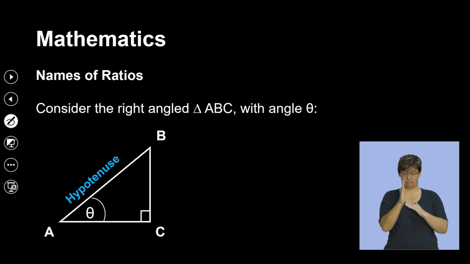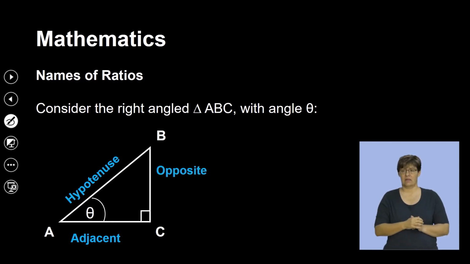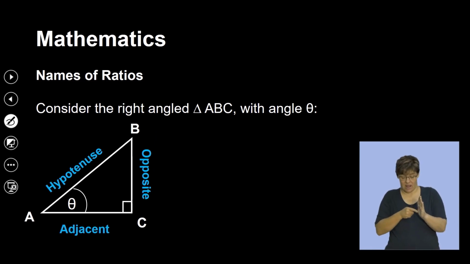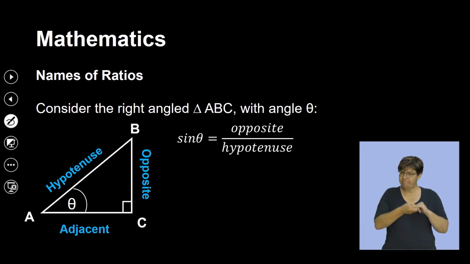Consider the right-angled triangle ABC with angle theta. Remember that AB will be the hypotenuse side, and then I will have the adjacent side to theta. I will have the opposite side to theta. Remember we said we label the other two sides in relation to the angle that we are given at the time. And now also, if you look at this, we can try and find the ratios, which is our sine ratio. That's the opposite over hypotenuse.